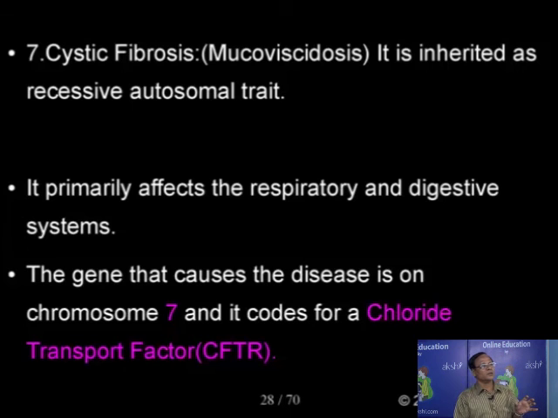These are the two major organs, particularly the pancreas and the lungs, that are affected. This is because of the over-secretion of mucus. And now, the gene responsible for causing this disorder is localized in chromosome number 7, and that is called CFTR, the chloride transport factor, the one concerned with salt metabolism.